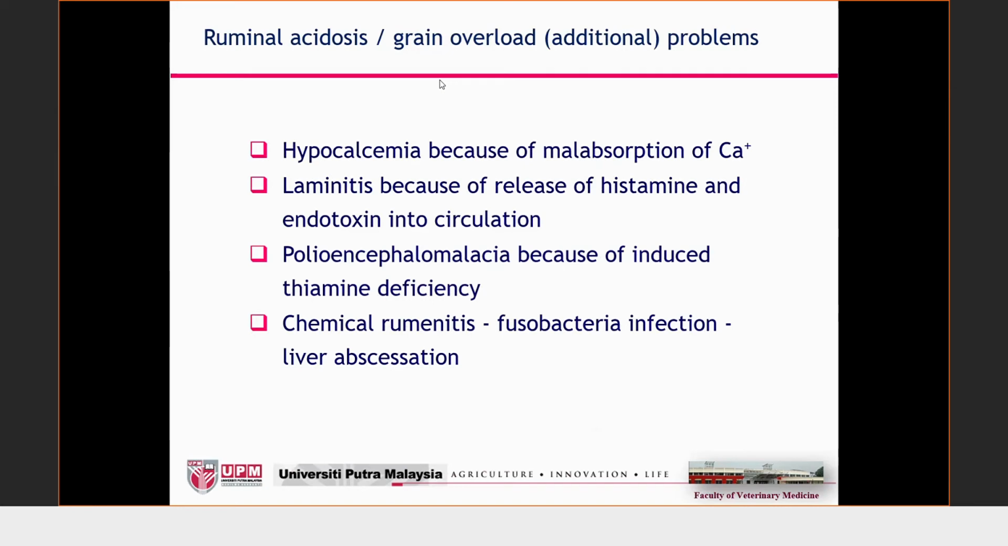Rumen acidosis or grain overload actually is a problem. There might also be hypokalemia because of malabsorption of calcium, laminitis because of release of histamine and toxin in the circulation, polioencephalomalacia because of induced vitamin deficiency, and the animal might also have chemical rumenitis, where there will be Fusobacterium infection leading to abscess in the liver. So this is another complication.